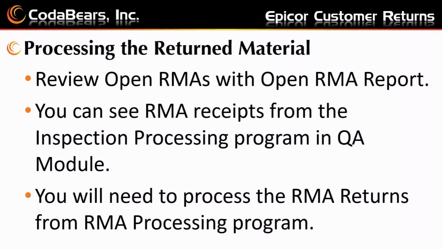There's an open RMA report, so you can view what return materials are out there that have an open status in the record. And then you can see the RMA receipts from the inspection processing as well. If you go into inspection in the QA, there is a selection that'll show you your RMA items that are in the inspection queue, but they must be processed from RMA processing. If you select them from the inspection processing queue, it's going to take you to the program for RMA processing. So it is separate from the inspection processing program, but they're linked.